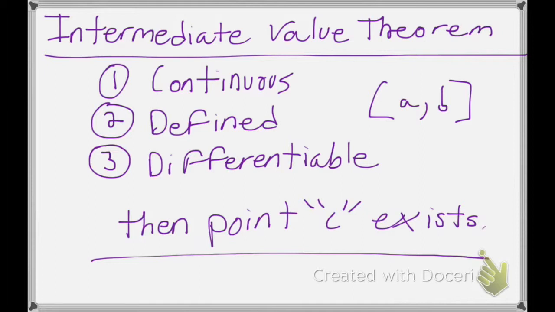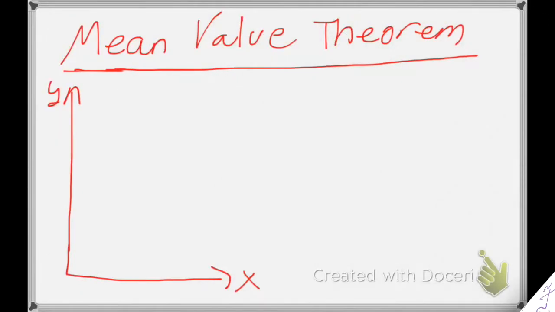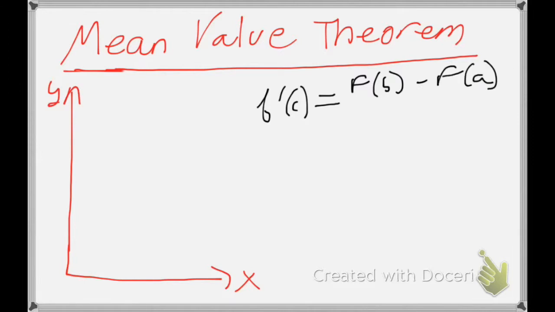Let's say your A is 2 and your B is 4. Your point C could be 3, it could be 2.5, it could be 2.001. All it's saying is that a point must exist. Now that we have a firm understanding of the intermediate value theorem, we can see how it applies to the mean value theorem. What the mean value theorem states is that if a function is, again, defined, continuous, and differentiable on an interval from A to B, then f prime of C must equal f of B minus f of A all over B minus A.